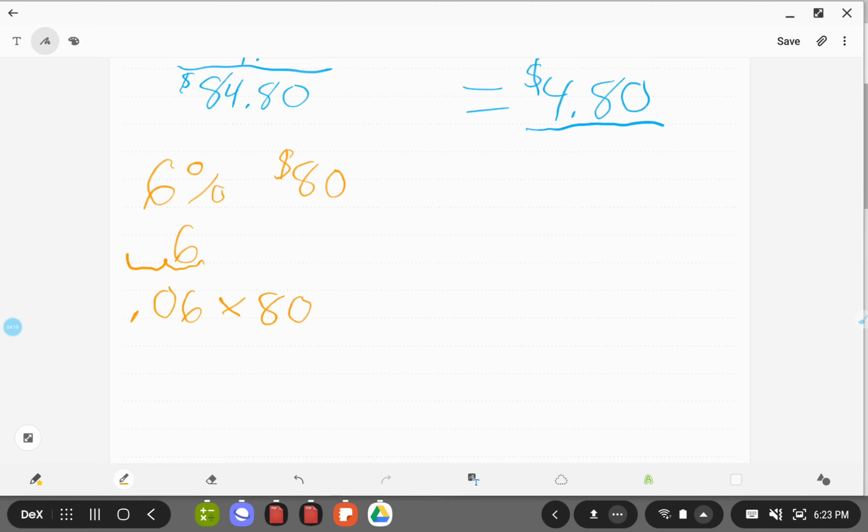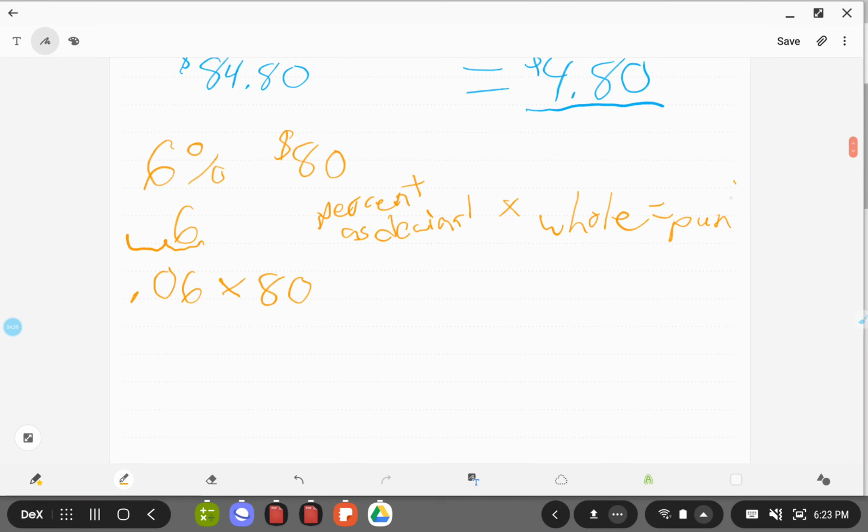Remember, our equation was the percent as a decimal times our whole gave us our part. That was the equation, and it should be written on your equation sheet. Sorry about the handwriting. This is very hard to write. There we go. Percent as a decimal times whole equals part. So in this case, 0.06 is our percent, 80 is our whole.